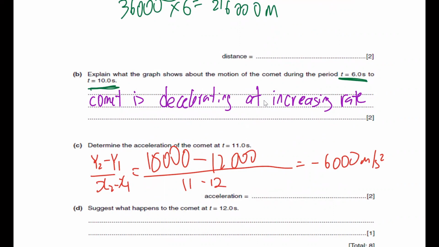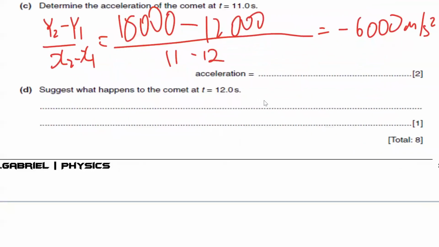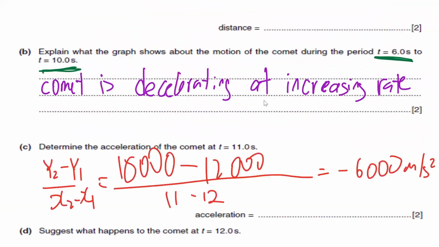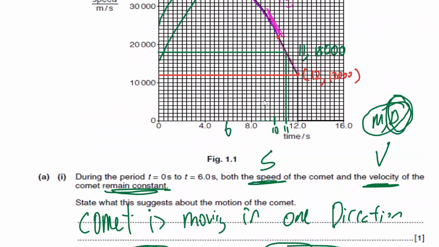And finally, the last question is quite a logical, common sense question. So what happens to the comet at 12 seconds? Wait, at 12 seconds, it's here already, right? What happens to the comet? Right, the comet already smashed into the ground. That's why it's not moving anymore. Or you can say that the comet has landed on the ground already. And that's your final question.